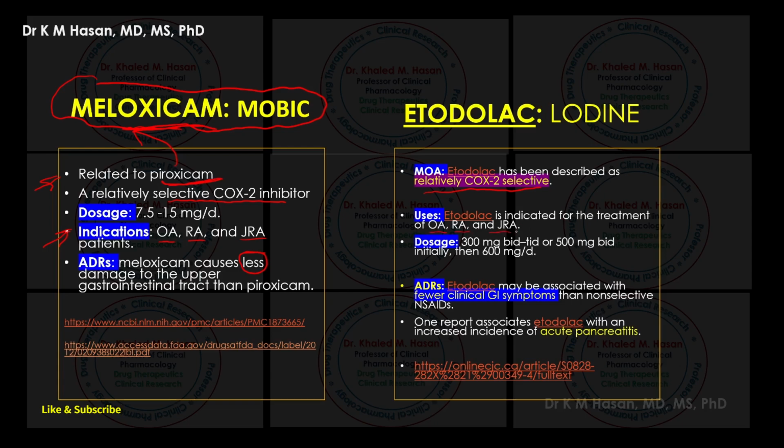OA, RA, JRA. Etodolac is available as 300 milligram twice daily or 3 times, 500 milligram twice daily, or could be 600 milligram daily. So available in 300, 600, 500. Etodolac may cause fewer side effects in the GI system.